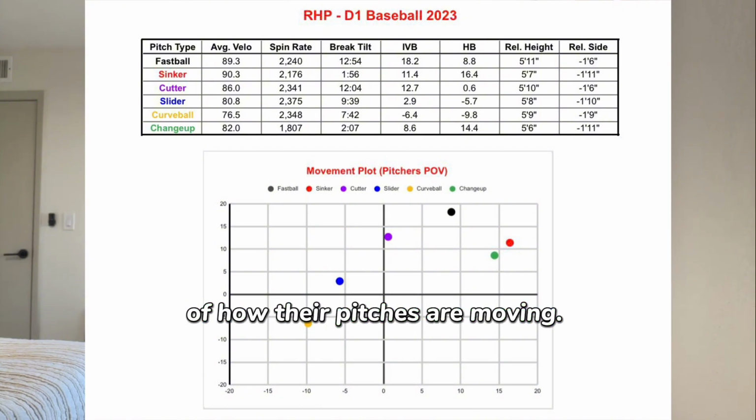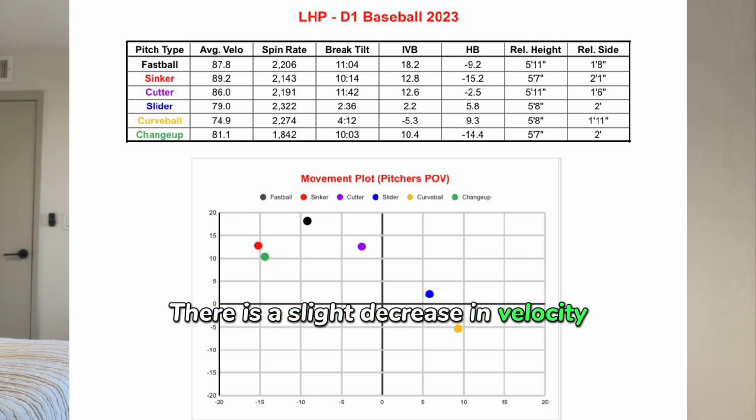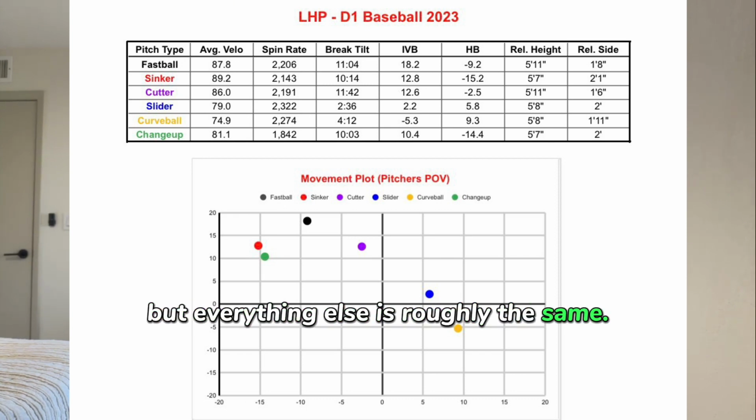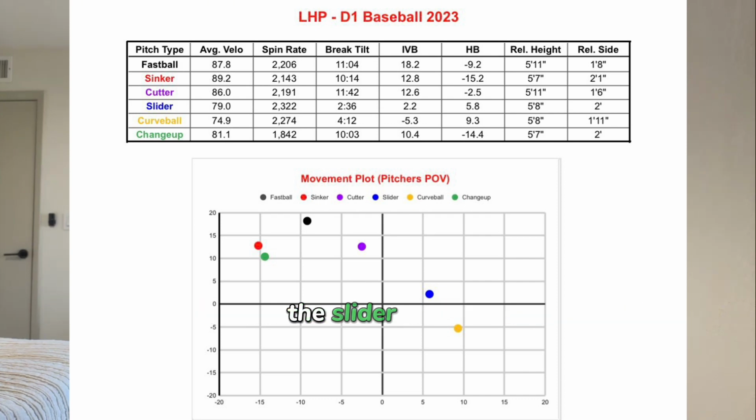Now let's look at left-handed pitchers. There is a slight decrease in velocity, but everything else is roughly the same. The fastball is averaging around 88 to 89 miles an hour, the slider at 79, and the curveball at 75. But the movement is roughly the same with a little bit of variance. Now let's move on to the stats.